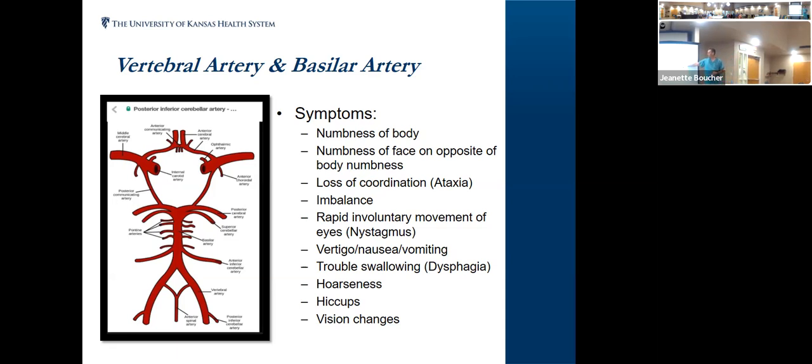So you can have what we call nystagmus, which is where your eyes aren't working quite right. You can have weakness of the eye muscles. You can have nausea, vertigo or dizziness. You can have difficulty with swallowing. Your voice: people who have brainstem strokes, typically their voice changes in pitch. What I describe it as, it usually sounds like someone with a really bad sore throat. They just kind of lose some of that strength in their voice. You can have hiccups. And again, vision changes.